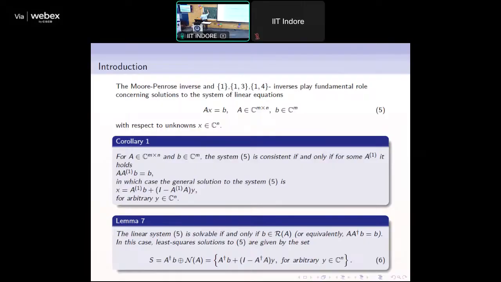So, A1 B equals B, we can go in B. B is in the range, the image of A. Then AX equal B is consistent.